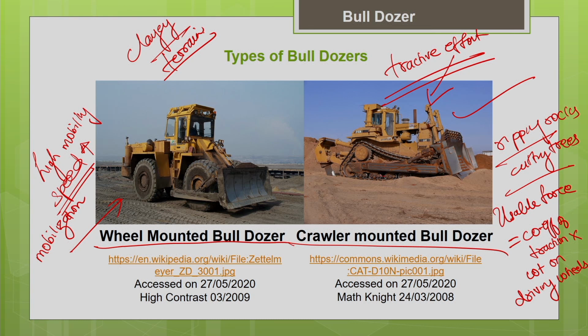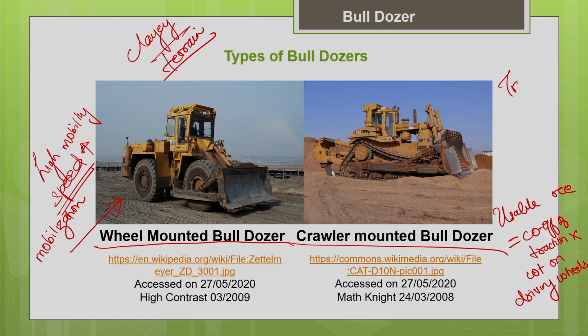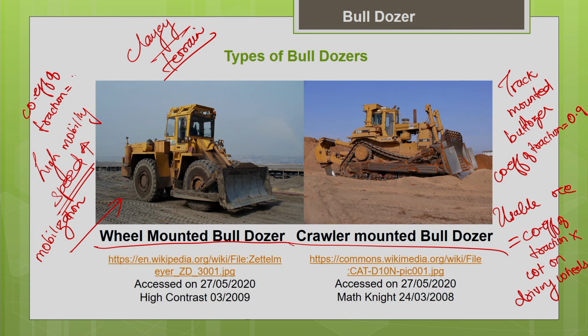So obviously, which one will have better coefficient of traction? When compared to the tire mounted on a clay terrain, definitely your crawler mounted will have better coefficient of traction. So there will be proper grip between the track and the haul route. So when you consider your track mounted or crawler mounted bulldozer, here the coefficient of traction may be approximately 0.9 on a clayey terrain. So here for the wheel mounted, the coefficient of traction may be only say 0.5.